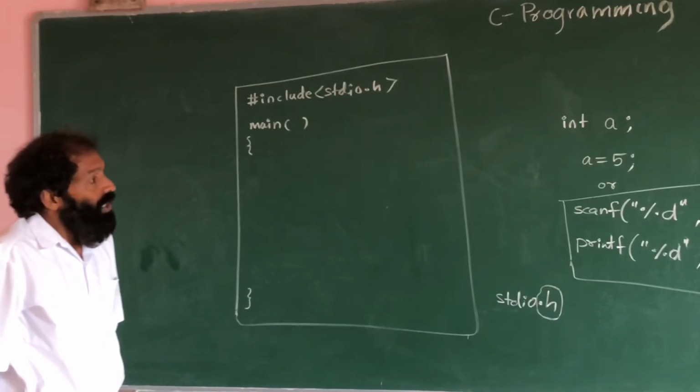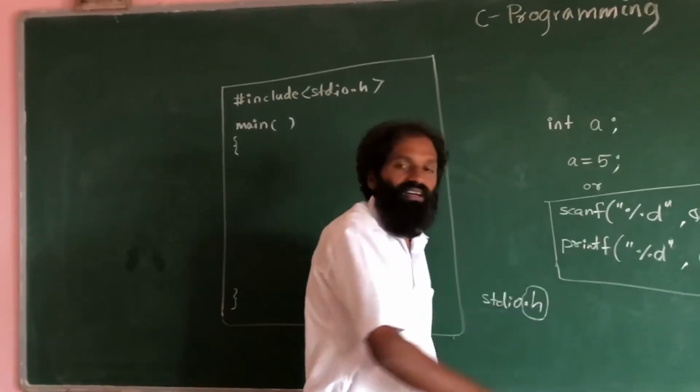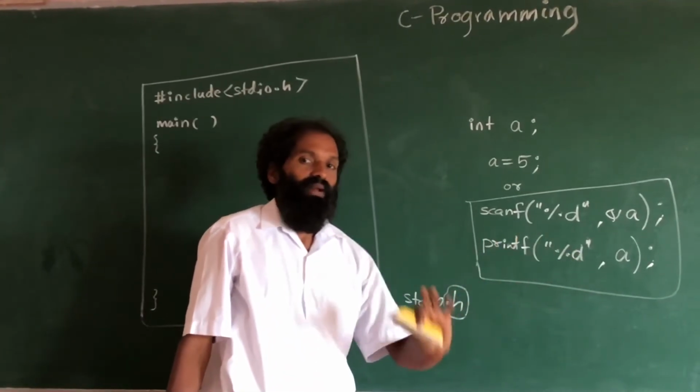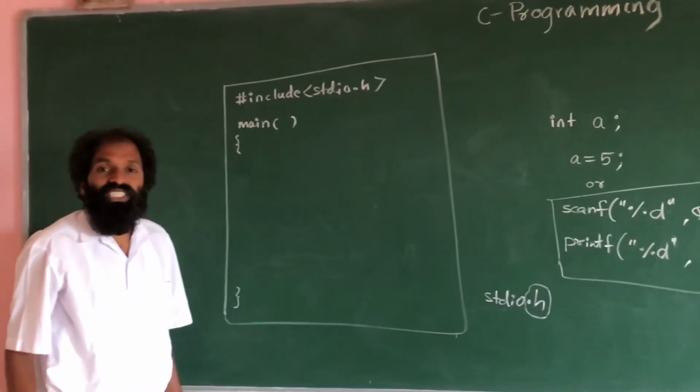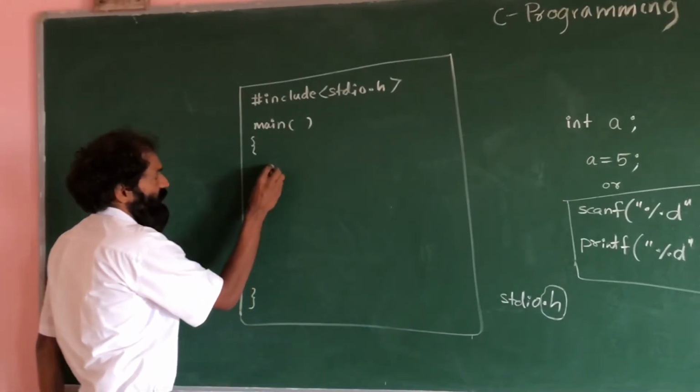Okay, fine. Now, you want to write a program. You want to store some number in memory and display it. Then how to write the program? First we need to reserve it, I have told you clearly. So we have to write that here.